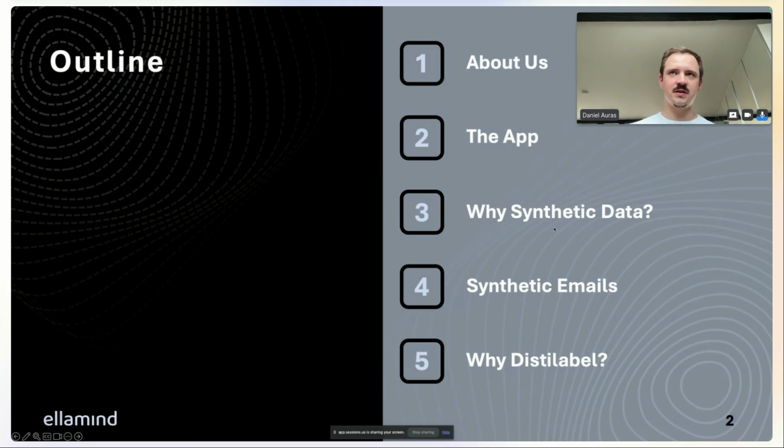First, I will introduce our company a little bit. Then I will demo the app. Then I will explain why there is a need for synthetic data in the first place. And then I will showcase a couple of specific examples of how we generated synthetic emails inside our application. And in the end, I will talk about why we decided to use Distillable.